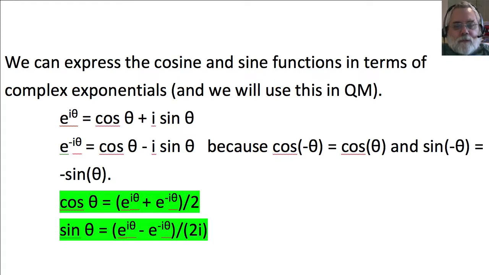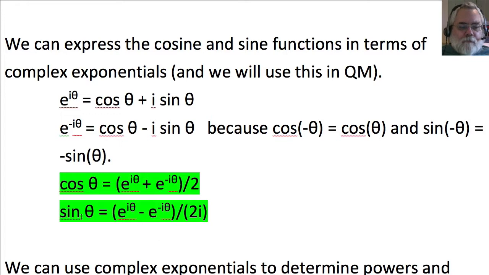We can express the cosine and sine functions in terms of complex exponentials, and sometimes this is very handy in quantum mechanics. So we already know the formula for e to the i theta, and we know the formula for e to the minus i theta, because cosine of minus theta is cosine of theta and sine of minus theta is minus sine of theta. If we add these together and divide by 2, we get cosine of theta equals e to the i theta plus e to the minus i theta over 2. And if we subtract them and divide by 2i, we get that sine of theta equals e to the i theta minus e to the minus i theta over 2i. You won't have to remember this. I will use this and I'll point it out to you, but you won't have to remember it.